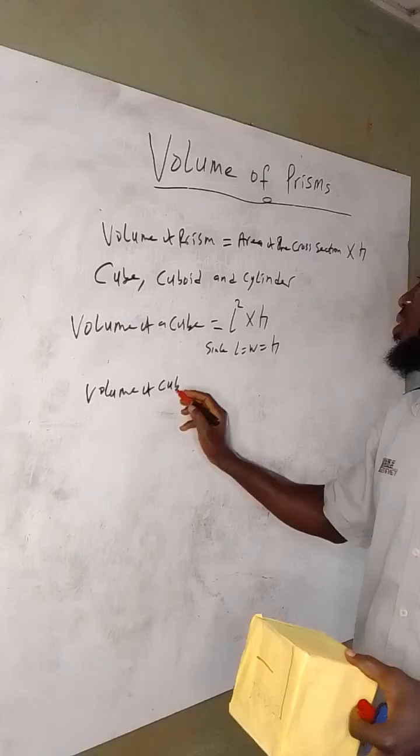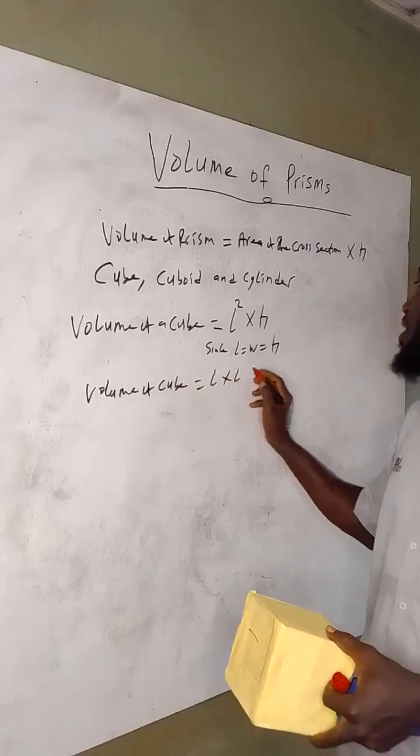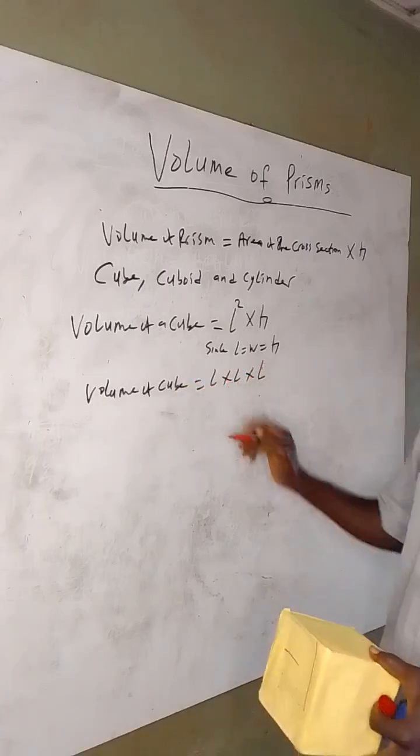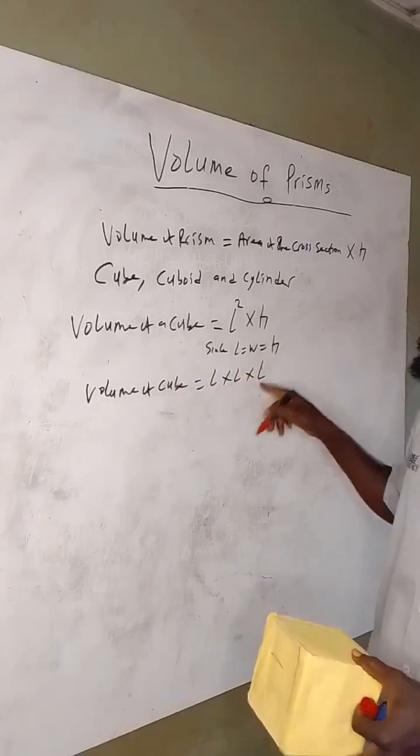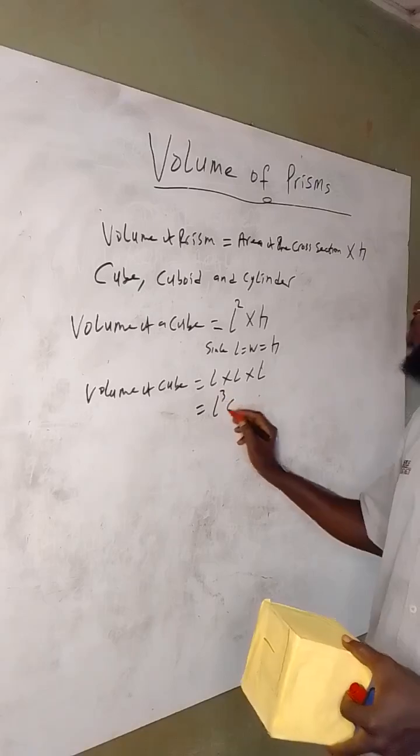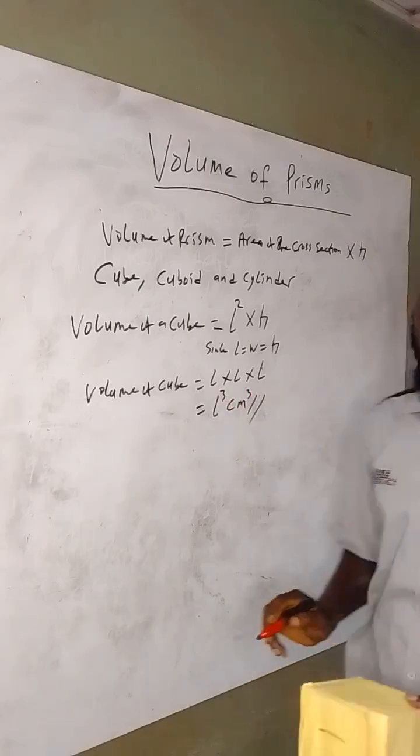the volume of a cube is equal to L times L times L, because this is length, this is width, this is height. That gives us L raised to the power 3 centimeter cube.